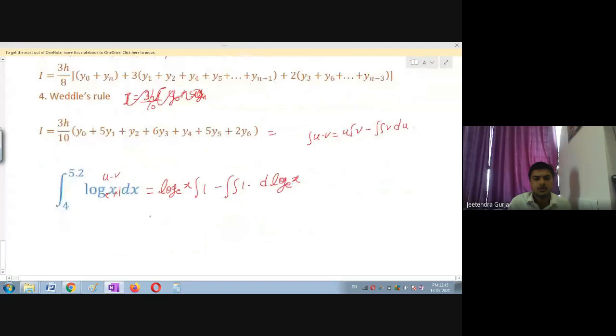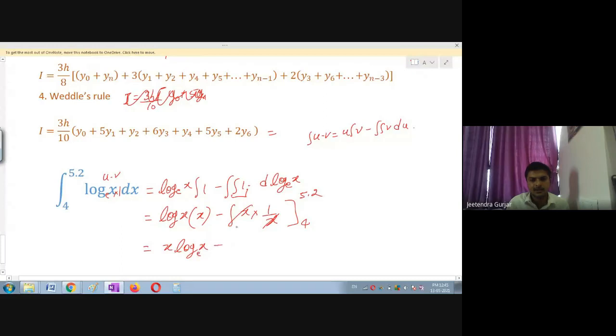So this is equal to log x, which I will keep as it is, times the integration of 1, which is x, please remember, minus the integral of x into the differentiation of log x, which is 1 upon x, in the interval 4 to 5.2. So again x will get cancelled. This is x log x to the base e, minus the integration of 1, which is x, between 4 to 5.2. Simple integration, friends.